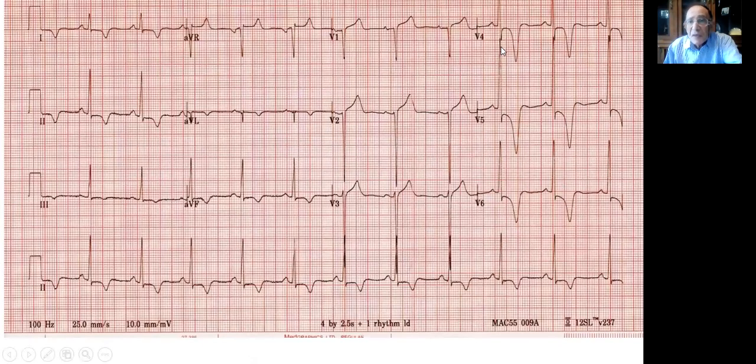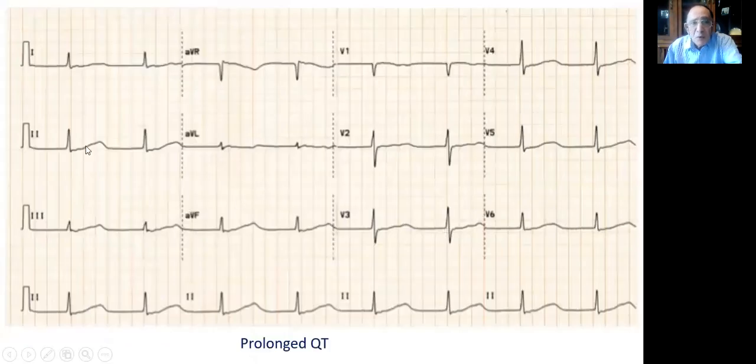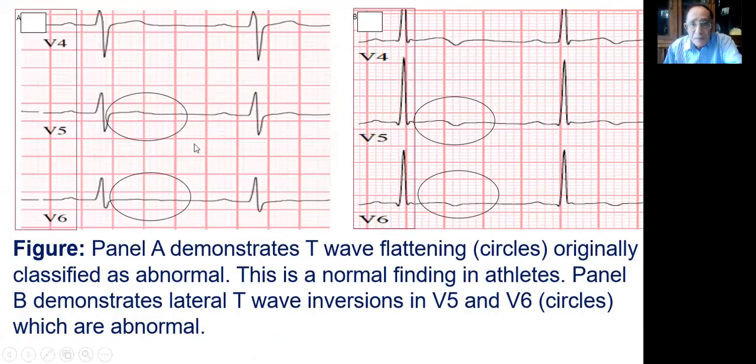Here there is severe example of inversion of T wave in chest leads and lead 2 and AVF. This is hypertrophic obstructive cardiomyopathy. You cannot allow this to participate in competitive sports. Here there is prolonged QT, typical prolonged QT. Of course, this is not allowed to participate in competitive sports.